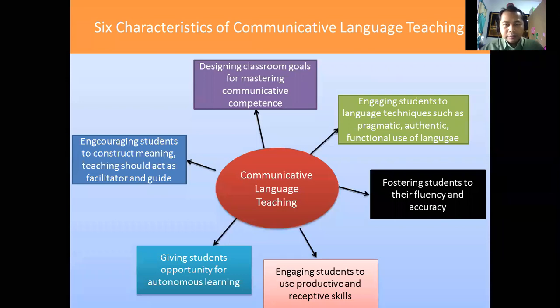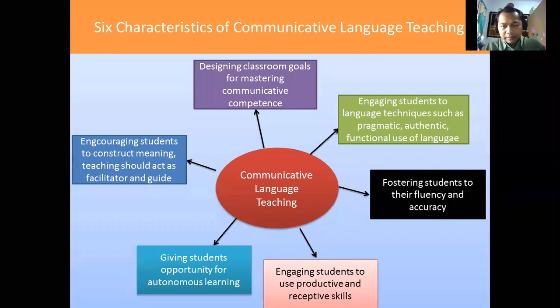The first one is that communicative language teaching, or CLT, designs classroom goals for mastering communicative competence. I think I have delivered to you about communicative competence, and hopefully you still keep in your mind what communicative competence is. So CLT is designed for its classroom to help the students to master communicative competence.